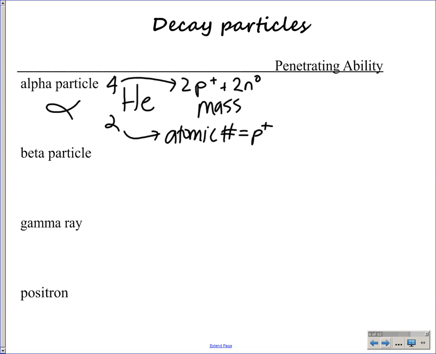We're going to talk about the penetrating ability now. Because these are big and they're slow, you don't need much to block them. They're going to be just hindered by a couple of sheets of paper. Our skin actually naturally stops these alpha particles from penetrating our body as well. So they're no danger to us in terms of radiation or radiation poisoning. So 1 or 2 sheets of paper should work.